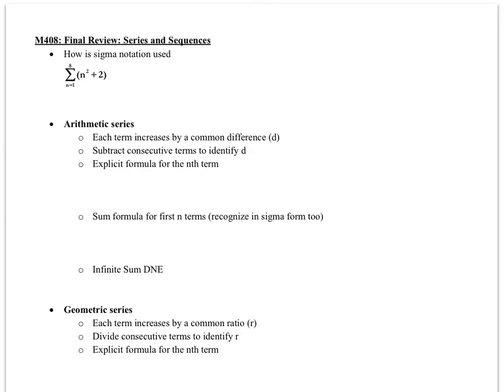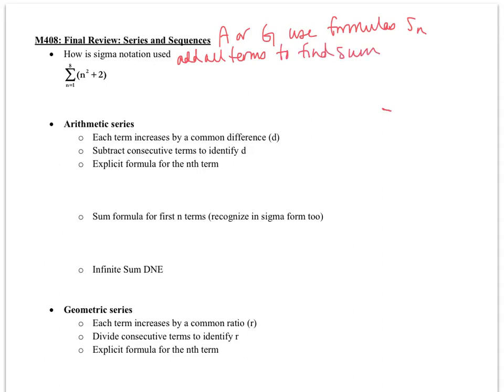If the formula that we're given is arithmetic or geometric, then we can use the formulas for the finite sum S of n that we'll review at the bottom of the page and take it from there. If it isn't, then what we need to do is add all of the terms to find the sum. When we look at this problem here, this problem is not arithmetic or geometric. It is simply just a formula.